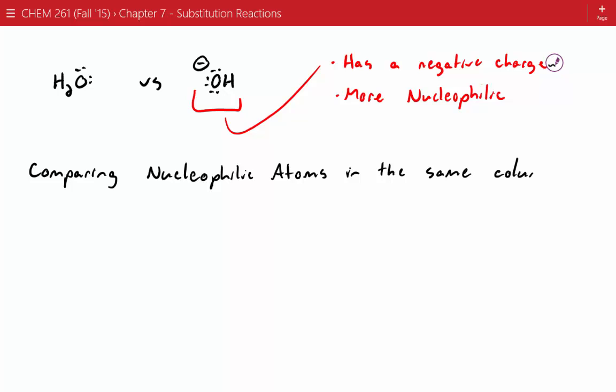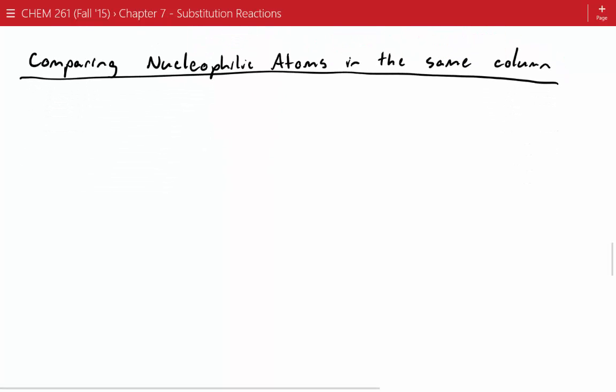Same column. All right. So let's make a little list going for this, but we're going to start off with this. Not as simple. Comparing in one column for nucleophiles is pretty complicated, actually. It depends on the solvent.